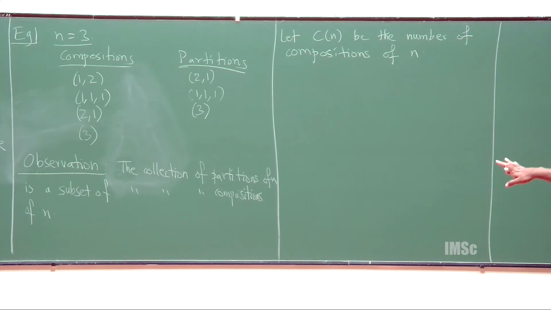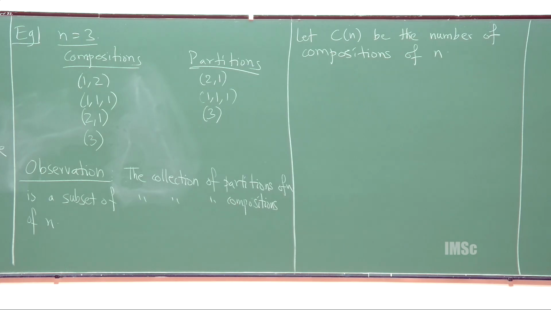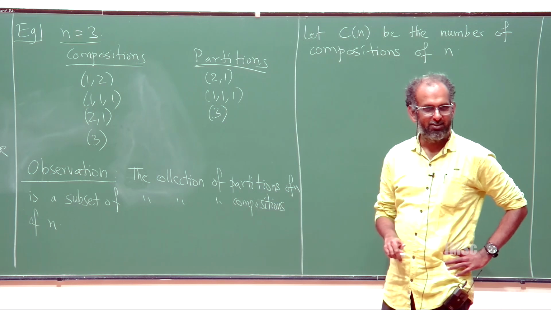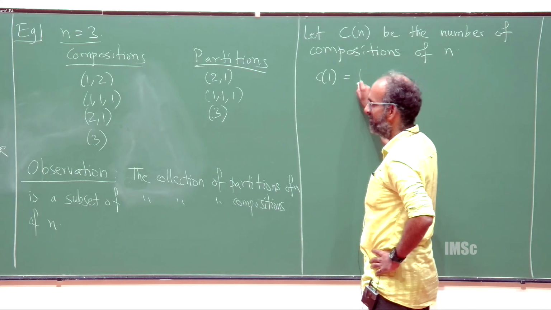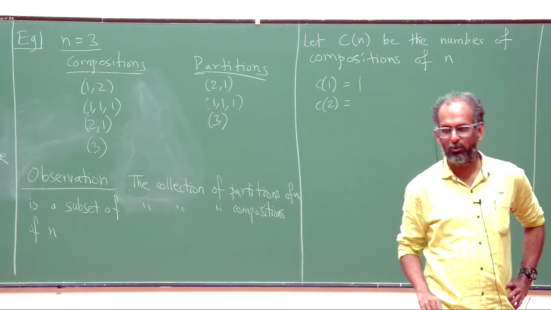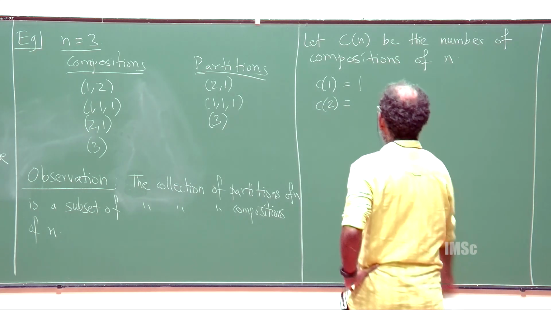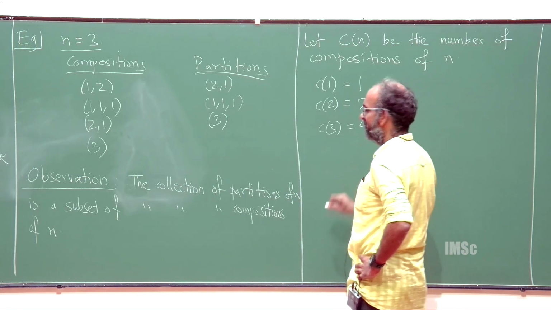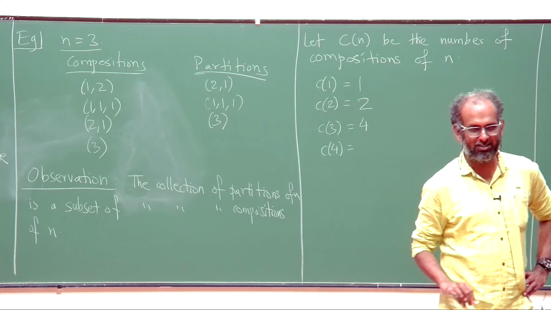So what we have seen so far says what? C3 is what? 4, right? So there are 4 compositions of 3. Now we'll do some mental arithmetic. What is C1? 1, okay. What is C2? What are the 2 compositions of 2? 1, 1 and 2, good. Everybody is on board. C3, 4. Now let's check C4 and then we'll stop here.